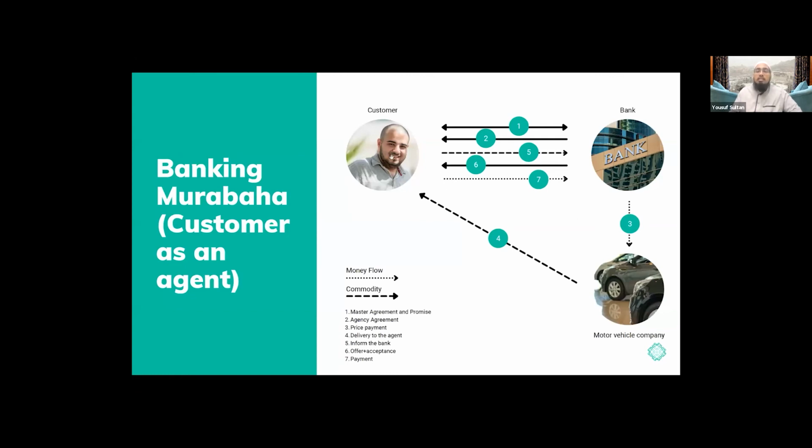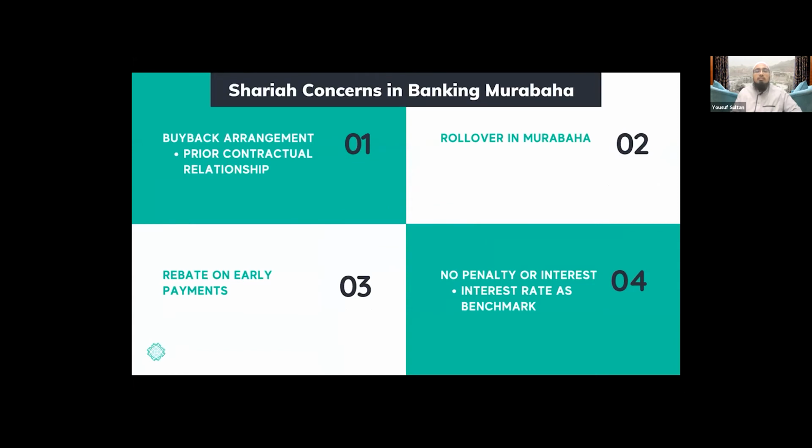Now, if we consider that for this same product there is a murabaha, then it will basically be a buyback, because the customer has to sell to the bank, then purchase back from the bank. And then it becomes the buyback that we have just discussed. So there shouldn't be any prior contractual relationship.